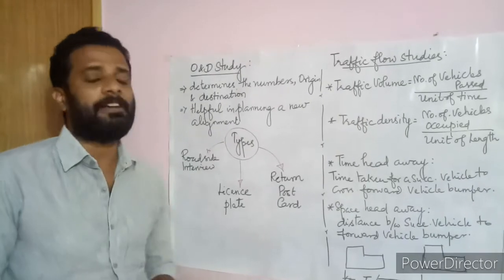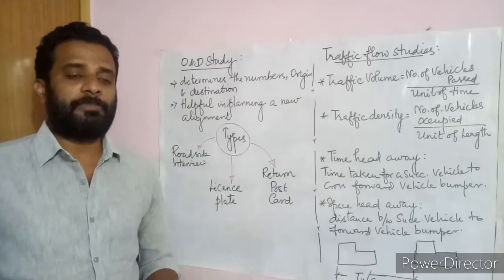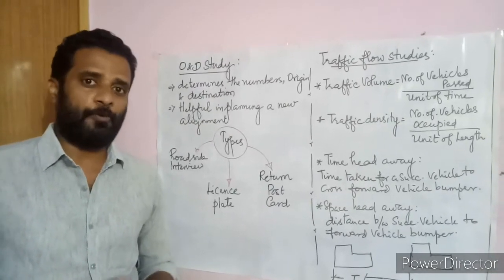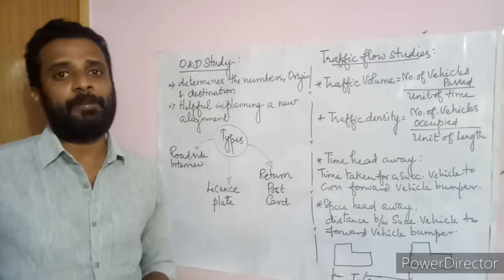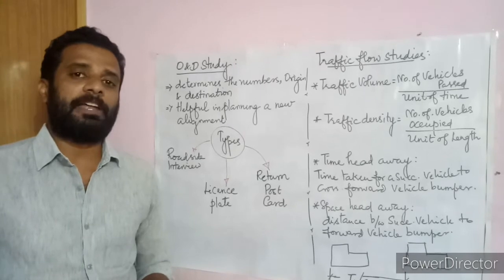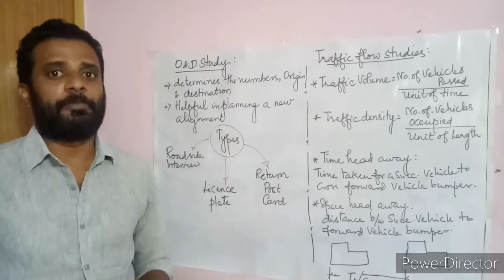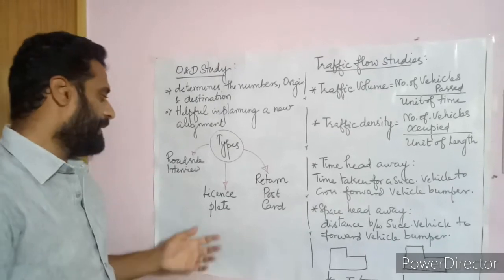The next is the license plate. By collecting the license plate details, from the license plate we can know the origin of that vehicle, where it comes from, and the entry point of the destination. At the entry point of the destination, we can even work out how many vehicles have passed from how many different districts based on these license plates.